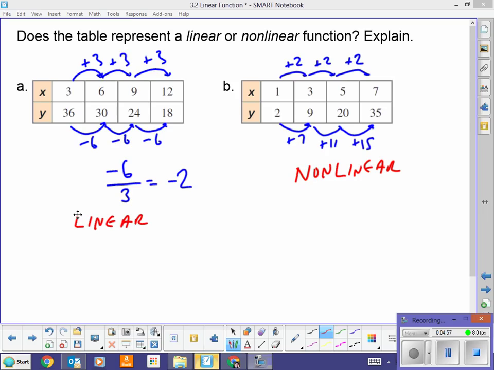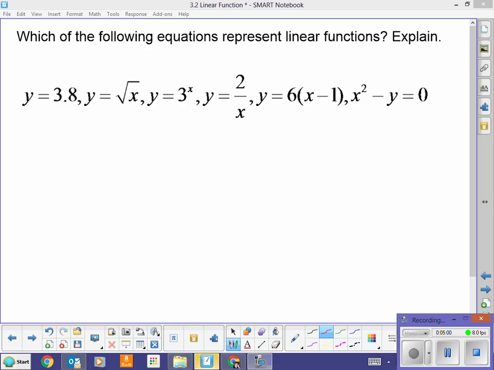Okay. Now this is kind of messy. Let me separate these here for us. And the question is, which of these represents linear functions? And we're looking at equations here. There we go. And remember, one of the definitions for linear equations is that it can be written in the form y equals m times x plus b.